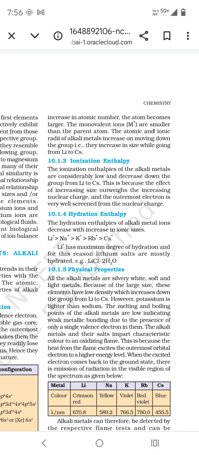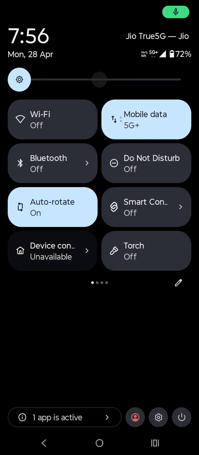Ionization enthalpy. The ionization enthalpies of alkali metals are considerably low and decrease down the group from lithium to cesium. This is because the effect of increasing size outweighs the increasing nuclear charge, and the outermost electron is very well screened from the nuclear charge.